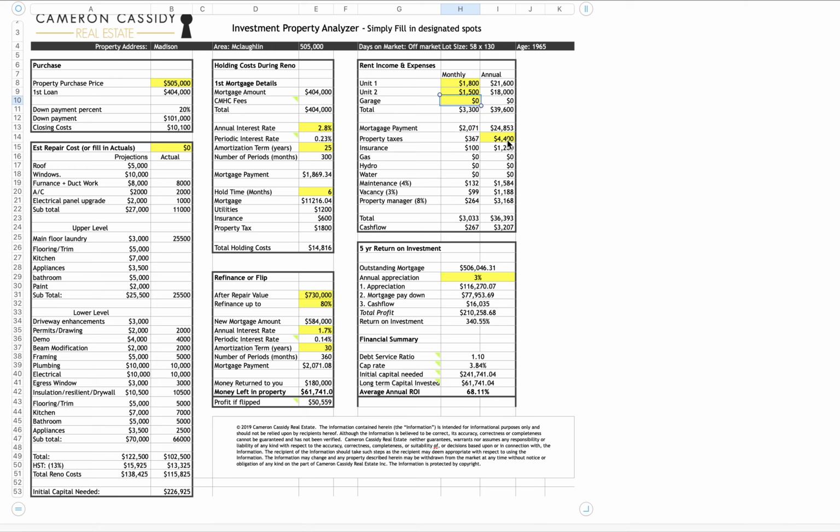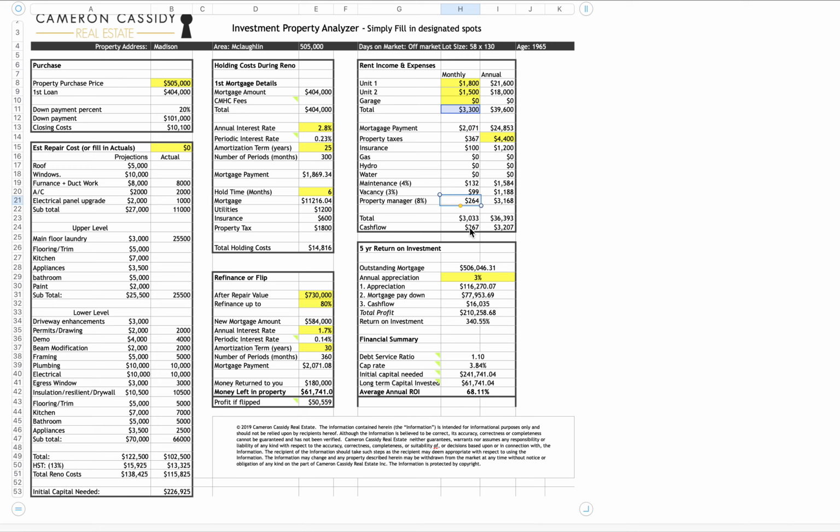We can put in our property taxes, and that will fluctuate. Our insurance is usually 100, 110, 120 a month sometimes. We're going to make our tenants pay for gas, hydro, water. We're going to put in maintenance, vacancy, and property management. You can see the percentages there, and that's 8% of gross income, which is $3,300. That's how we get that number.